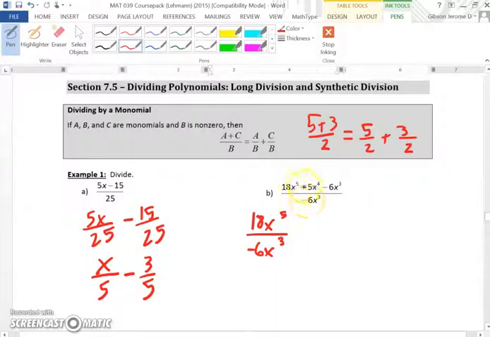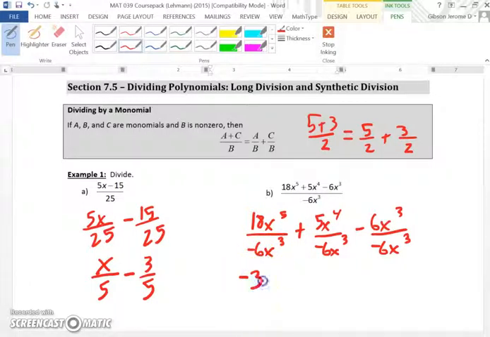Now, we know a positive divided by, well, we could just write that. So it'll be 5x to the 4th over a negative 6x cubed. And then it'll be minus 6x cubed over a negative 6x cubed. Now, let's do this. A positive 18 divided by negative 6 will give you negative 3. X to the 5th divided by x to the 3rd will give us x squared, because we will subtract these exponents. Now, we have a positive 5 divided by a negative 6, so we know this is going to have a minus sign to it.